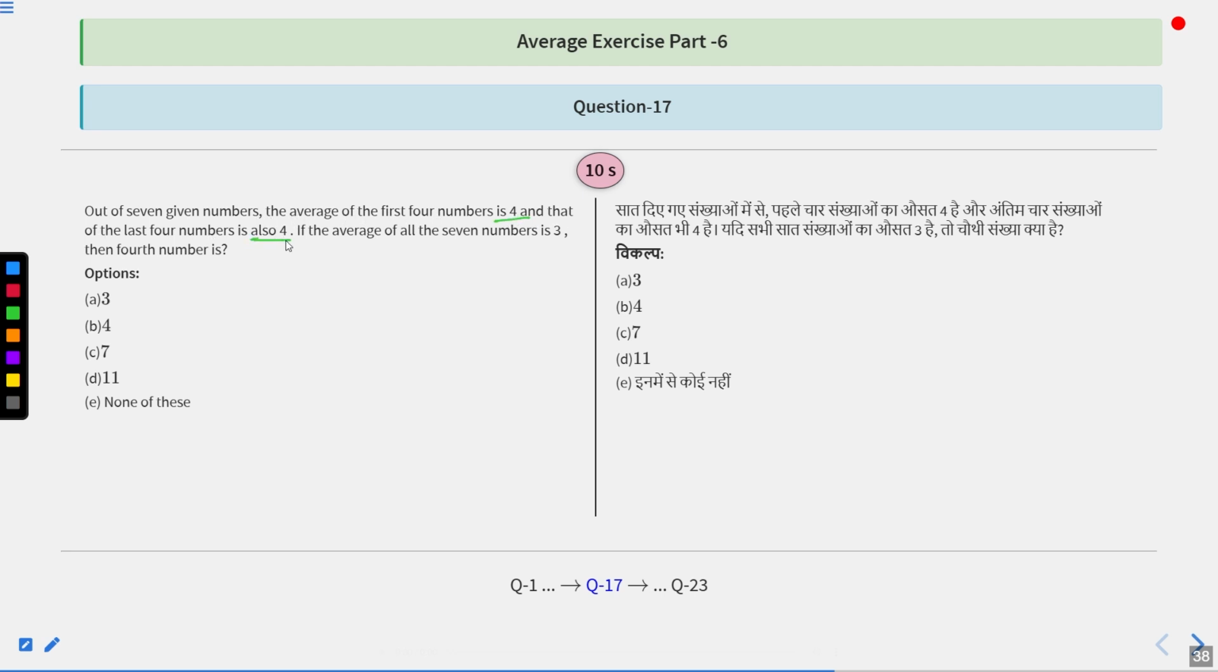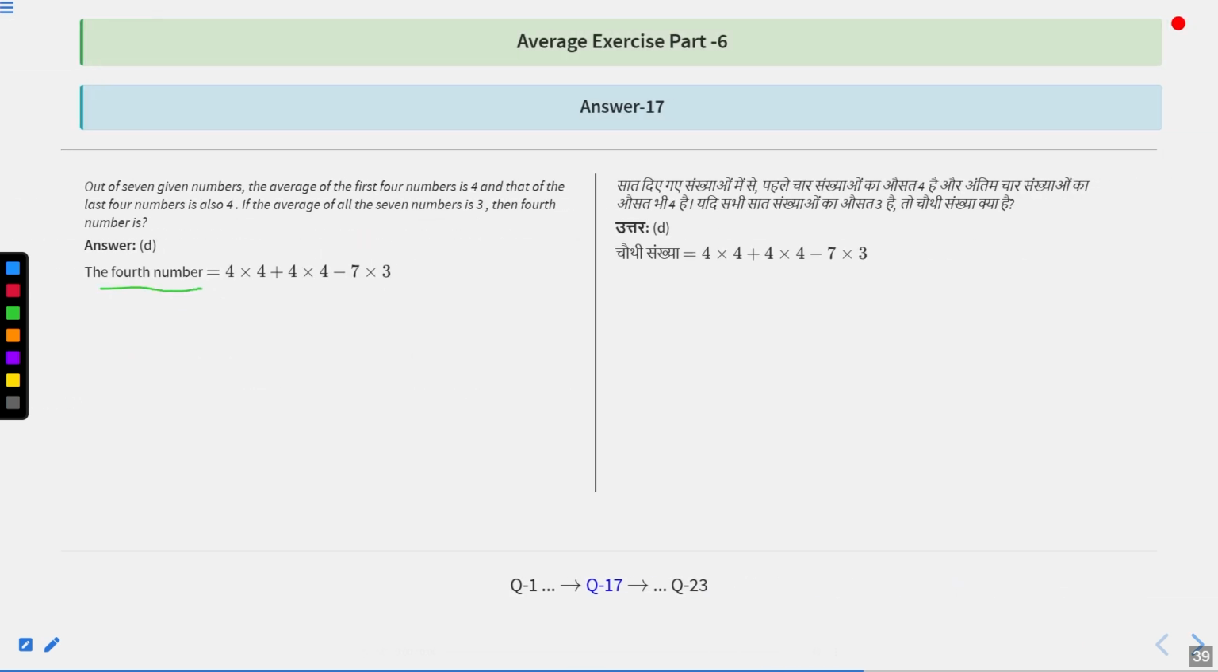Next one. Out of 7 given numbers, the average of the first 4 numbers is 4 and the last 4 numbers is also 4. If the average of all the 7 numbers is 3, then the fourth number is. You have 5 options and 10 seconds to analyze the question. Your time starts now. Now time's up. Let's see the solution.